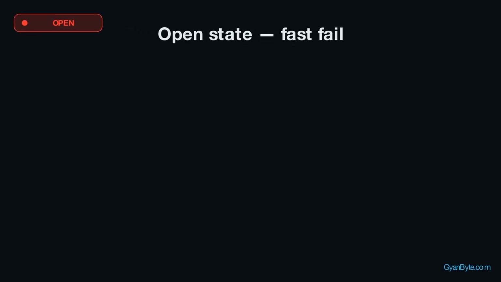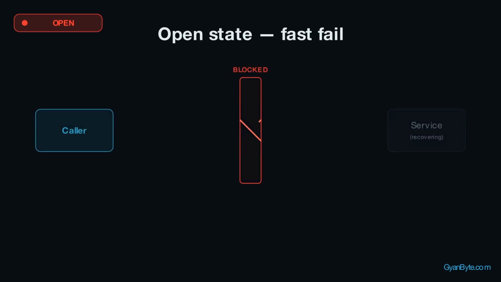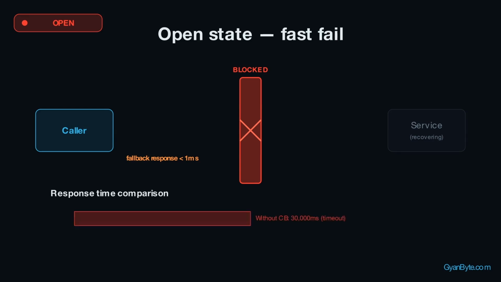The breaker is now open. What happens to incoming requests? They are rejected immediately. The circuit breaker returns a fallback response or throws a specific exception without ever calling the downstream service. This is the key benefit. Instead of waiting 30 seconds for a timeout, the caller gets a response in under 1 millisecond. Threads are freed instantly. Resources are preserved.